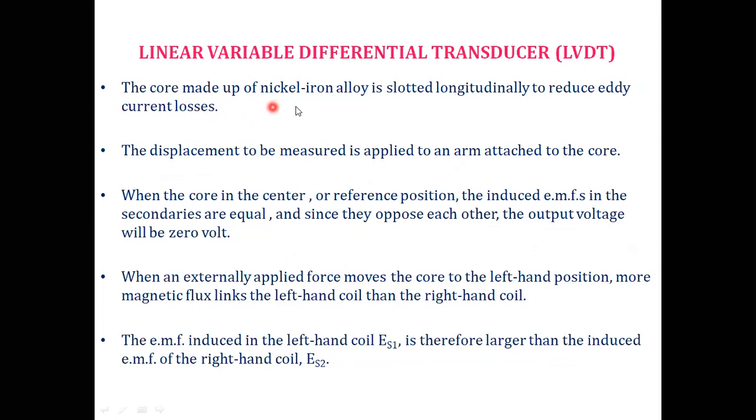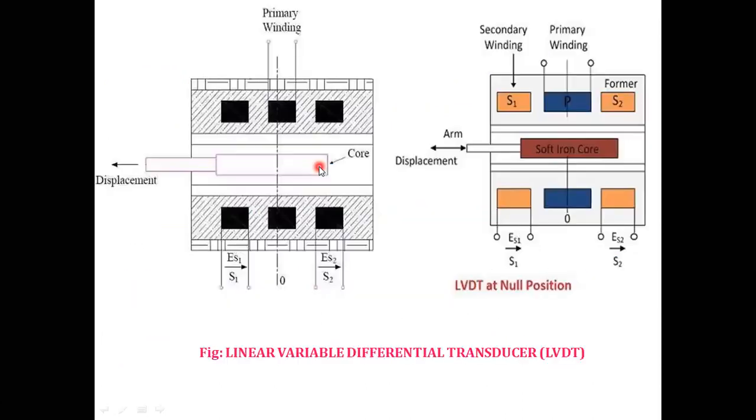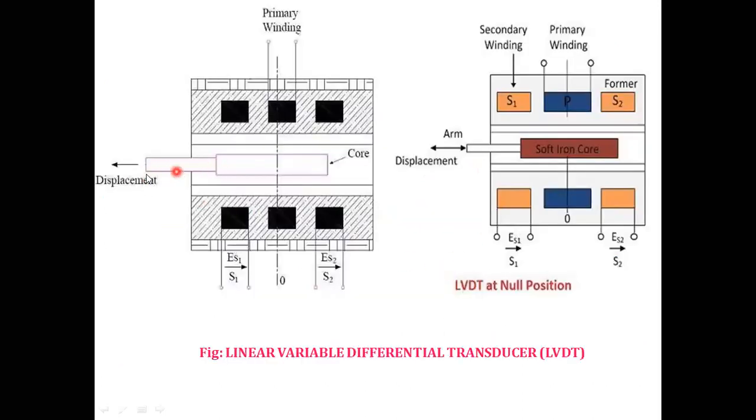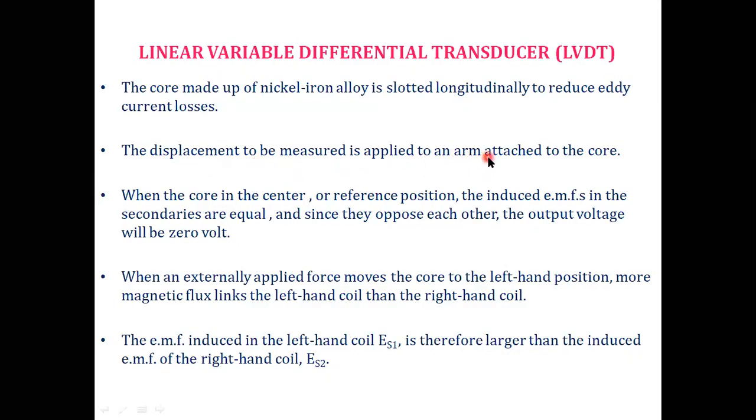The core, made up of nickel iron alloy, is slotted longitudinally to reduce eddy current losses. In the lengthwise fashion, this core material is aligned here. The displacement to be measured is applied to an arm attached to the core material.